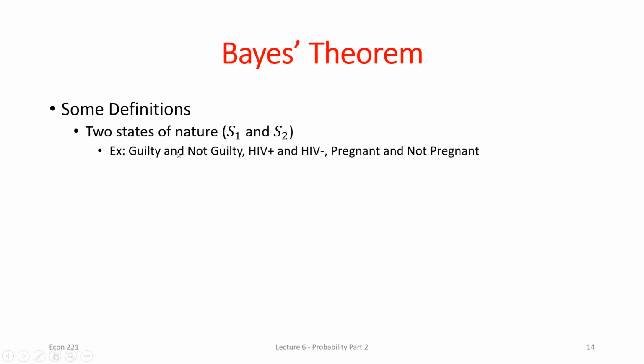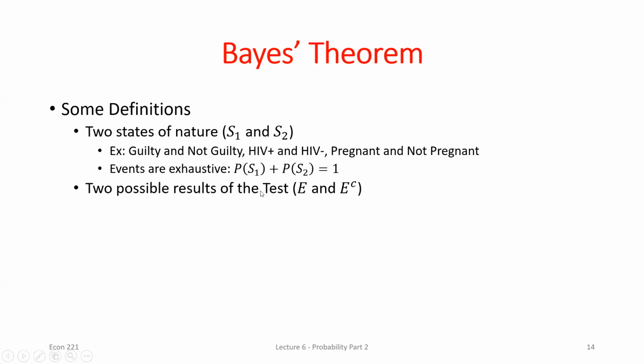Some other examples: guilty, not guilty, results of different tests. So pregnant, not pregnant, HIV positive, HIV negative, COVID positive, COVID negative. And the events have to be exhaustive. If I add these two events' probabilities together, they equal 1. This is the same idea as adding the probability of an event to the probability of its complement, those add to 1. That's why we can think of these states of nature as an event and its complement.